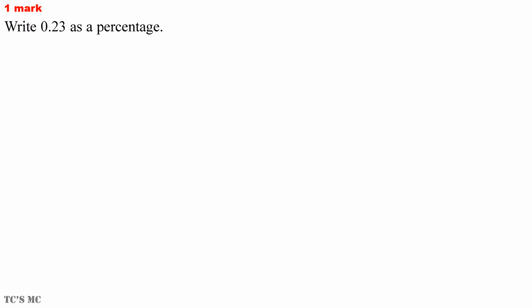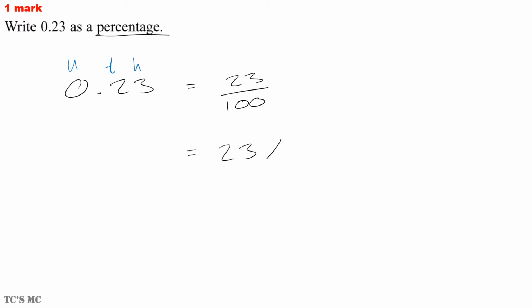Write 0.23 as a percentage. Again, if I use place value headings, I have units, tenths, and hundredths. So as a fraction, this is 23 hundredths. But of course, the question does say percentage, so our answer is 23%. And for 1 mark, you only need to say 23%.